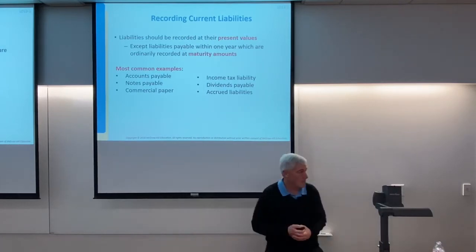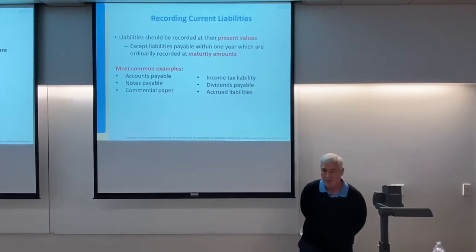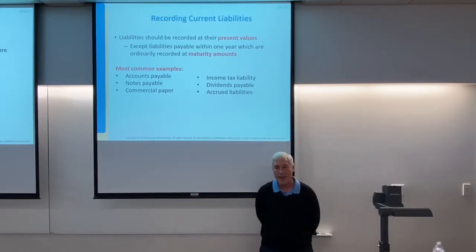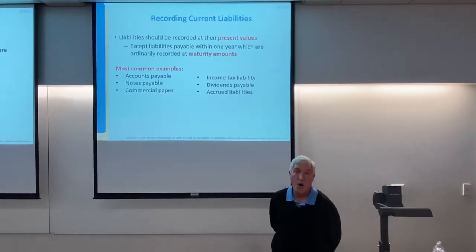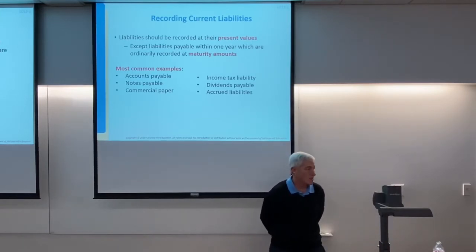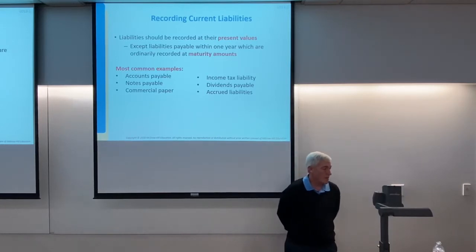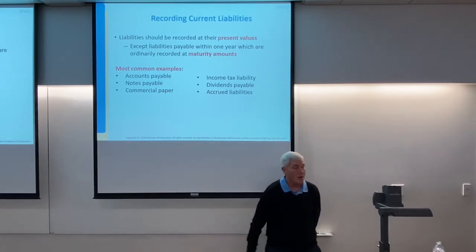So some examples of current liabilities: accounts payable. We buy inventory or products and we buy it on a term, on account, and so we have to pay it over 30, 60, or 90 days. Accounts payable usually does not have interest. Notes payable are going to be a signed document, commercial paper.